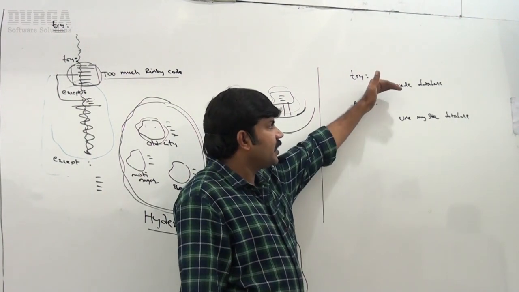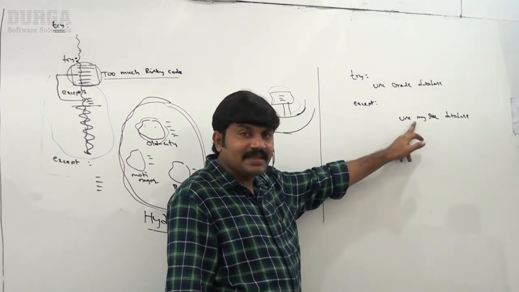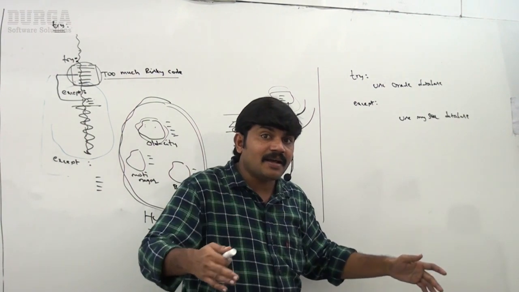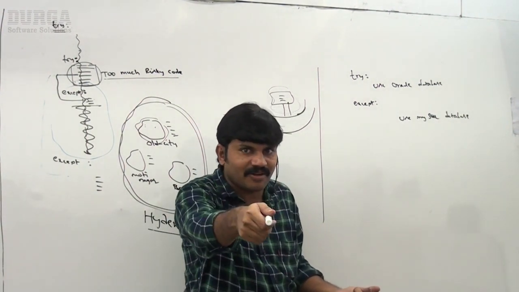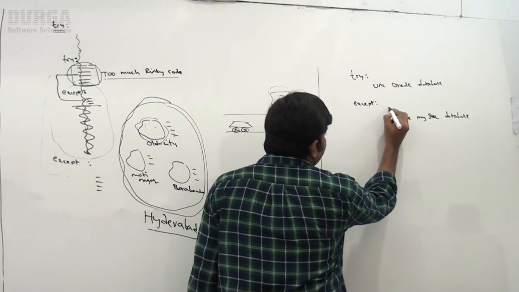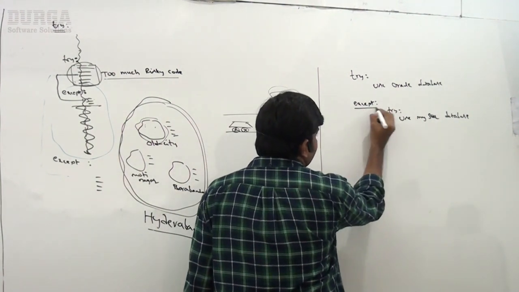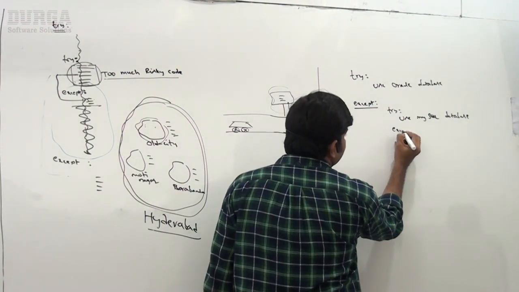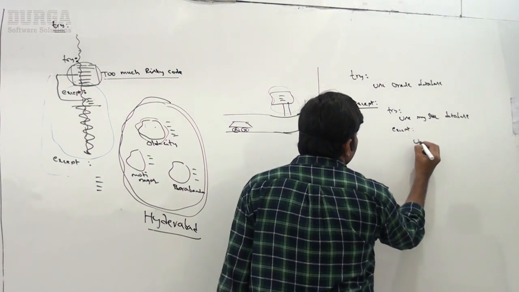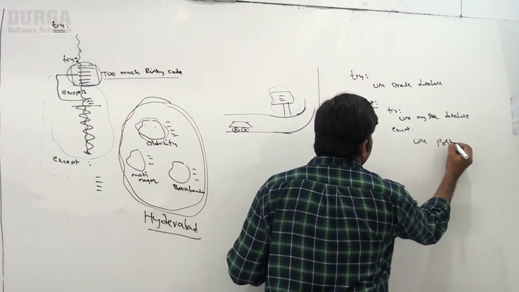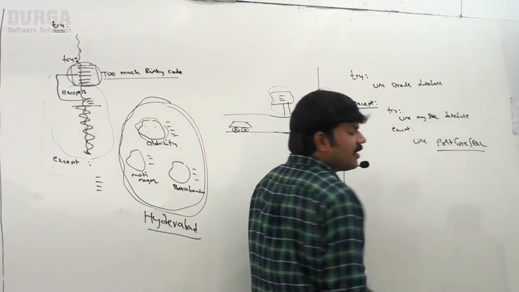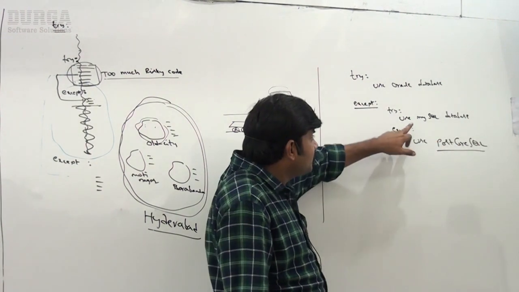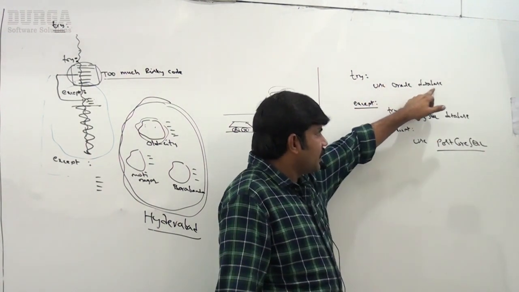Sir, the bus ticket is not available. Try for a train ticket. If a train ticket is also not available, what is my situation? You should have an alternative now also. So here, inside the except block, try except, use PostgreSQL, like another database I am using, sir.